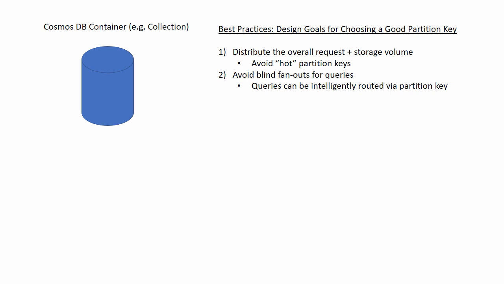The first design goal is you want to distribute the overall request volume and the storage volume across as many partition keys as possible. And what you want to do is avoid hot partitions. So an example of a bad partition key for a write-heavy scenario is current time. If you choose current time as your partition key, at any given time, all of your requests will have the exact same current time value. And that means all of the requests will actually get routed to one partition, leaving all of the other partitions idle.